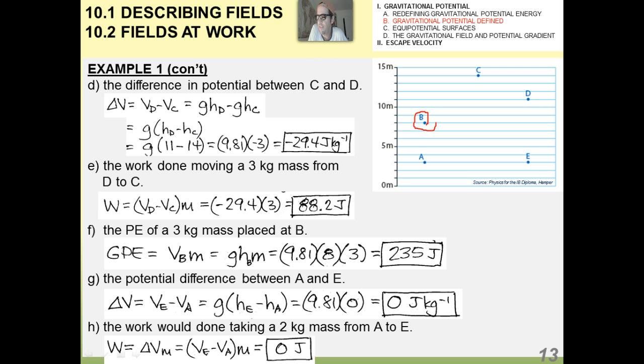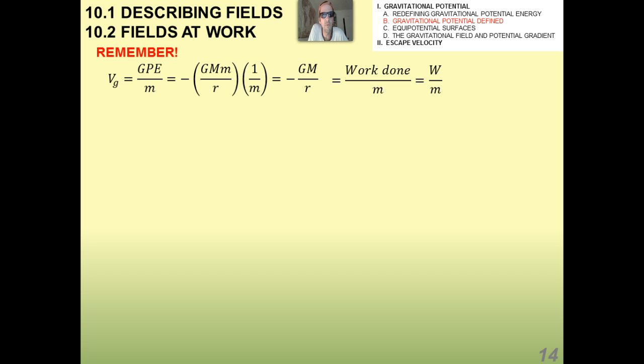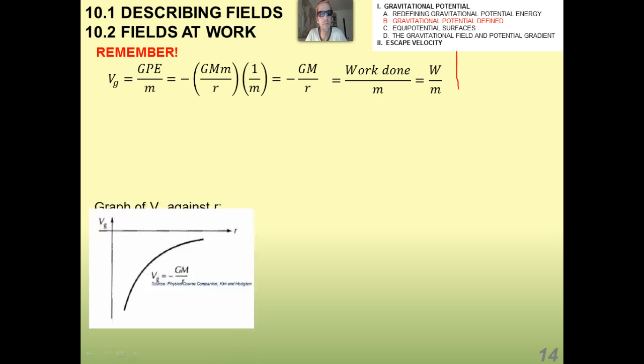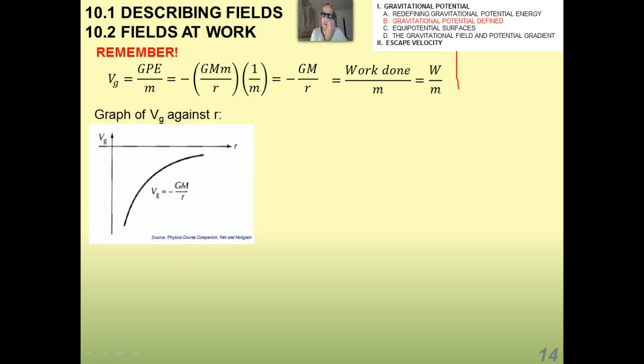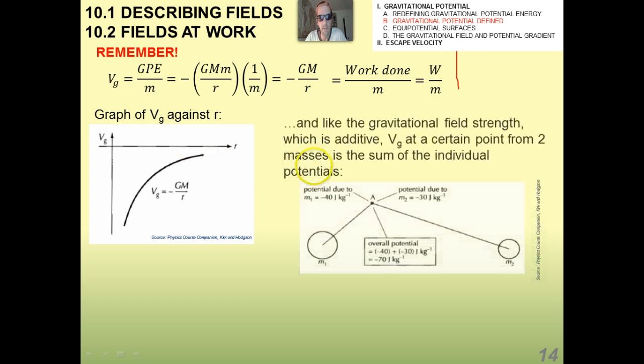You guys getting a pretty decent feel for this? Let's get moving. Let's keep going, okay? Remember that the gravitational potential is gravitational potential energy per unit mass. That's also the work done per unit mass, okay? This is what I had here before, okay? Now, a graph of gravitational potential against r is therefore going to look like this. Does this graph remind you of something? It should remind you of gravitational potential energy against r, okay?